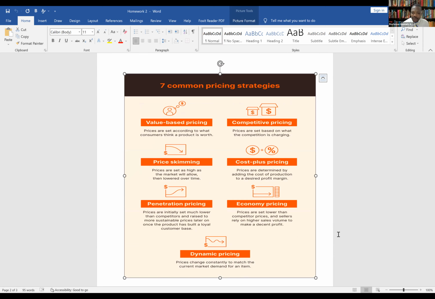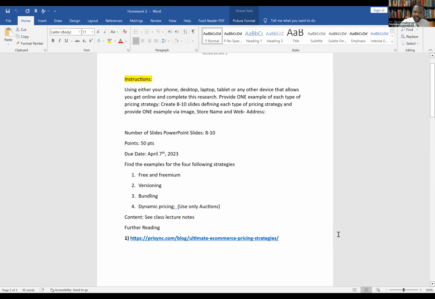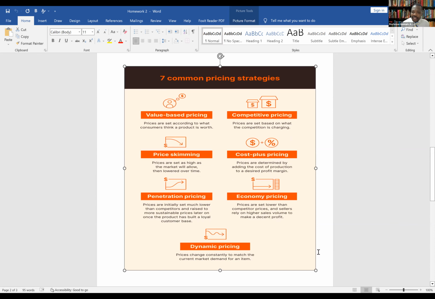So for this assignment, you have, let's say, definitely dynamic pricing: price changes constantly to match the current market demand of that item. So we use the eBays of the world, auction sites. And then you have skimming, value-based. Then I wanted you to do some research on the other ones that are not among the 7 common ones. So that is the general idea of the assignment. I hope this is of help.